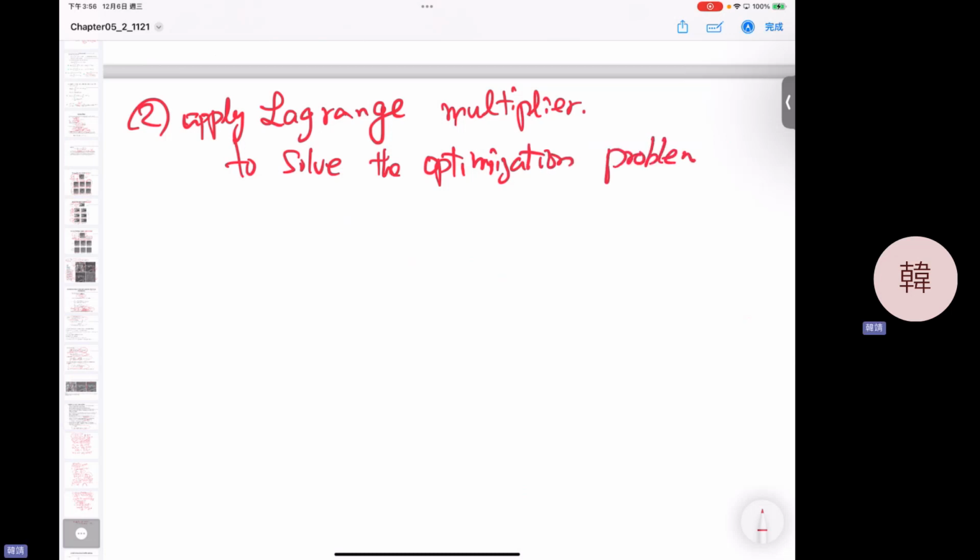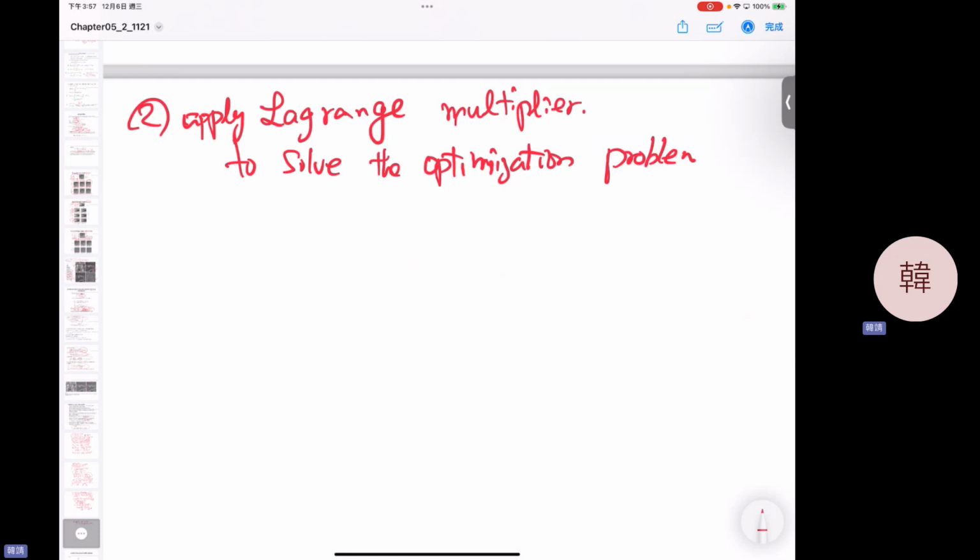Let me do a survey. Do you know the Lagrange multiplier in optimization problems? Please raise your hand. If you don't know it, please raise your hand. Okay, thank you. I'm not going to survey anymore.